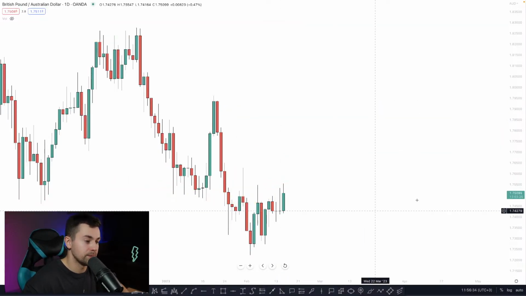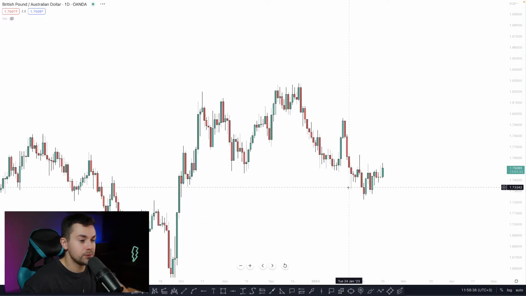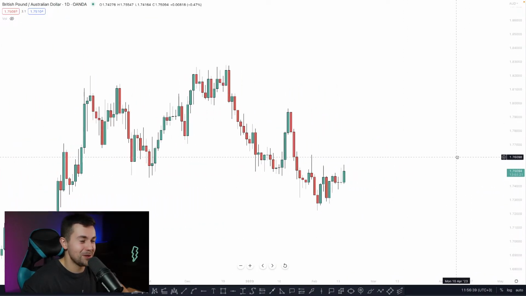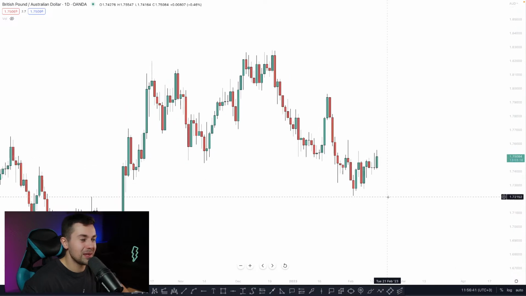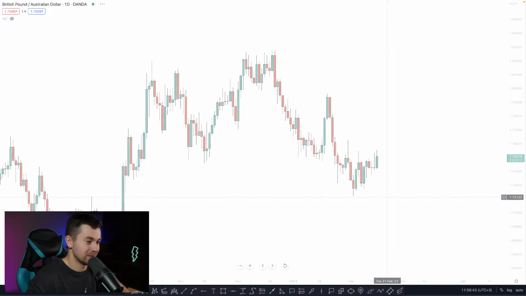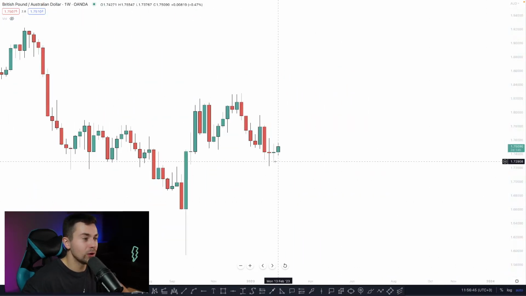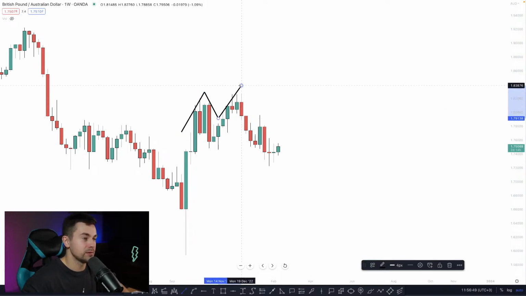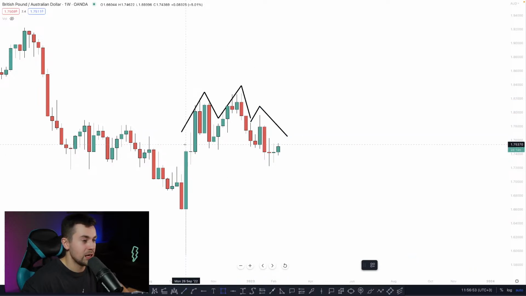So pound Aussie. Very tricky situation right now on pound Aussie. First, let's start with the weekly, by the way. Here in the weekly time frame, we got a very nice bearish reversal, right? We formed right here the inverted head and shoulders pattern, and we broke its neckline.